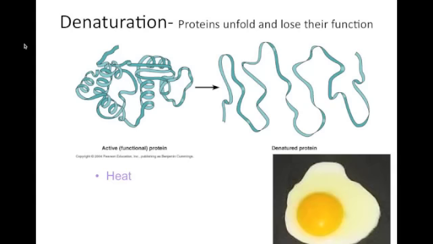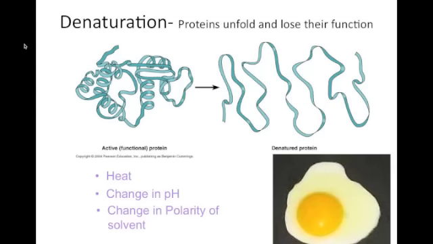Second thing that causes denaturation is a change in pH. Because we do have those side groups or R groups that are acidic or basic, a change into an acid or base is going to interrupt those ionic bonds. Those interrupted ionic bonds are then going to cause the protein to unfold.